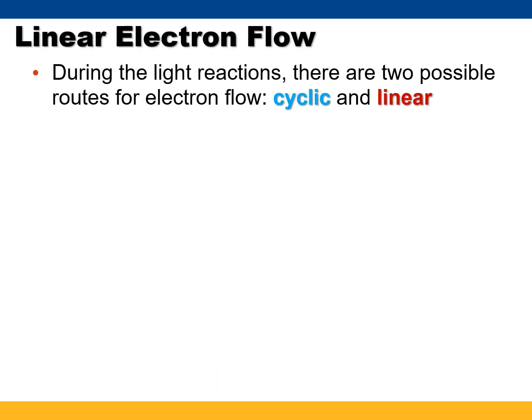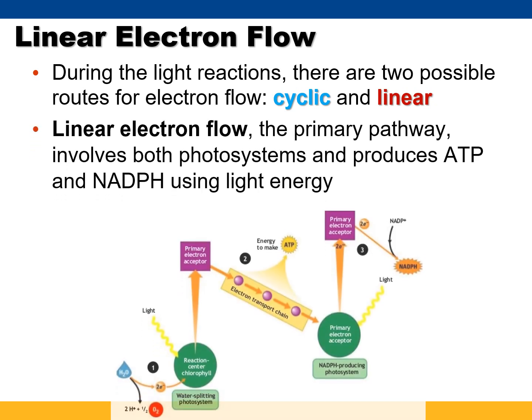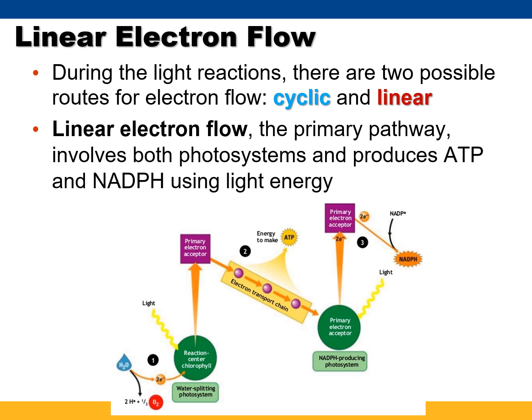To this point, we've shown you the basic process of electron flow. That is to say, electrons from water through photosystem II, electron transport where we're pumping protons, photosystem I where we're handed off to NADPH to go to the Calvin cycle. This is known collectively as linear electron flow.